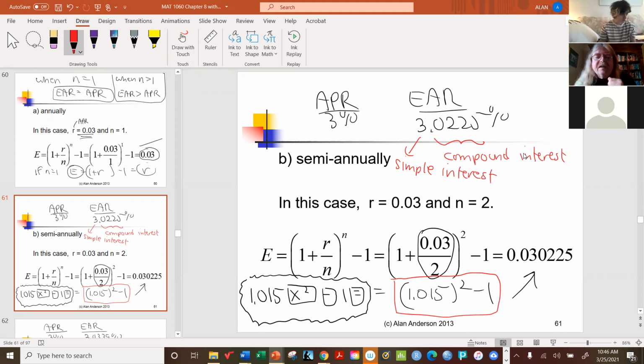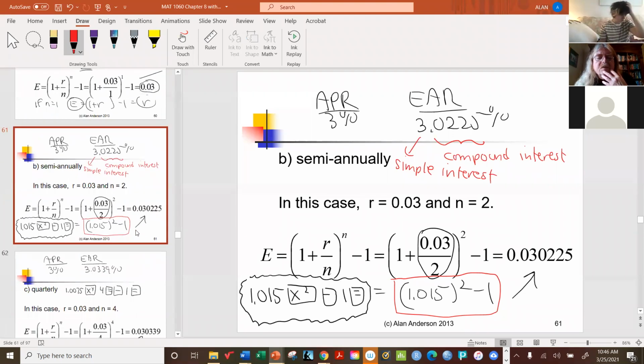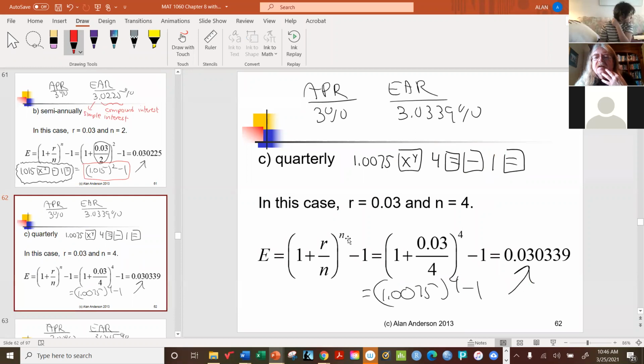All right, so now I think we're ready for our last example, which is quarterly. What's happening now is that n is now 4. So in this formula, you're taking your 3%, dividing it by 4, and raising this to the 4th power. And so ideally, you should simplify it to 1.0075 to the 4th power minus 1.